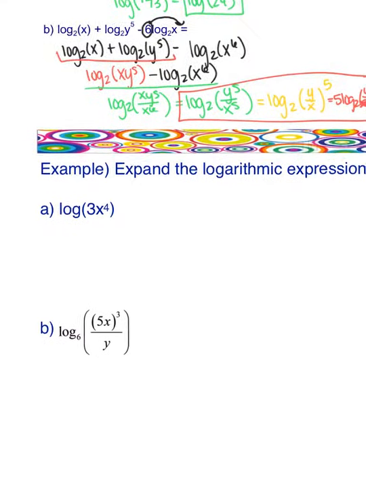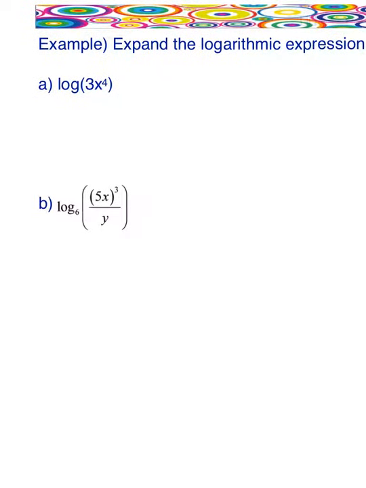Now what we're going to do is practice expanding the logarithm expression. So I have log base 10 of 3 times x to the 4th. I'm looking for these multiplications and divisions that I can undo. I have no division to undo here, so I'll skip to multiplication. And I can change this to log base 10 of 3 plus log base 10 of x to the 4th.